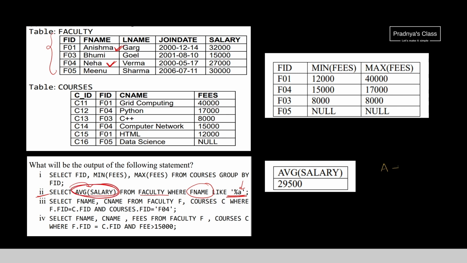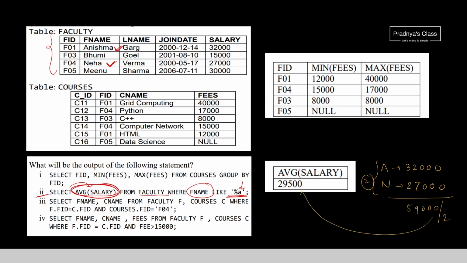So Anisha's salary is 32,000 and let's check the Neha salary. Neha salary is 27,000. To calculate average we need to add them. So we got 59,000 and there are two records. So we will be dividing 59 by 2. In this way we will be getting average salary as 29,500. The header for the column will be as mentioned after the select clause.